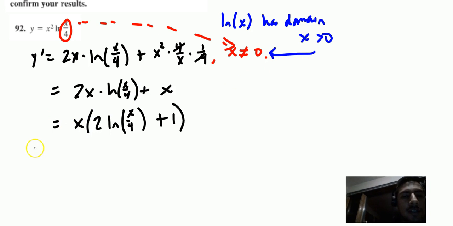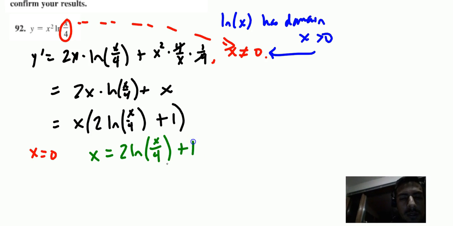So I'm going to write down 0 equals x, and 0 equals 2 ln of x over 4 plus 1, because what I did is I set each factor equal to 0. So I set this x equal to 0, and I set this part equal to 0. As I noted though, x can't equal 0, so that potential root is out. And I'm trying to solve this equation.